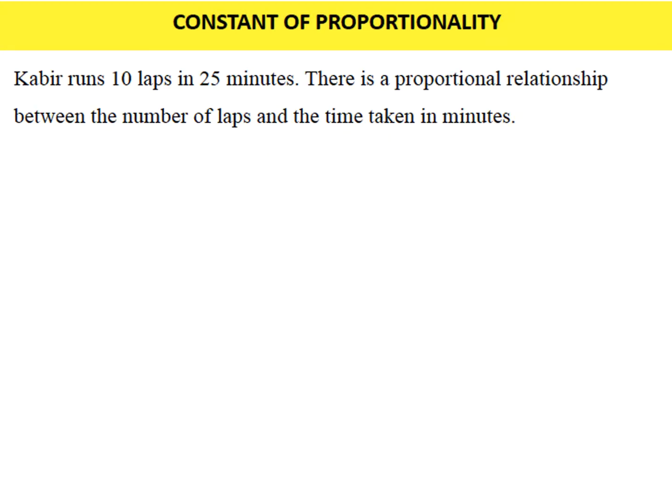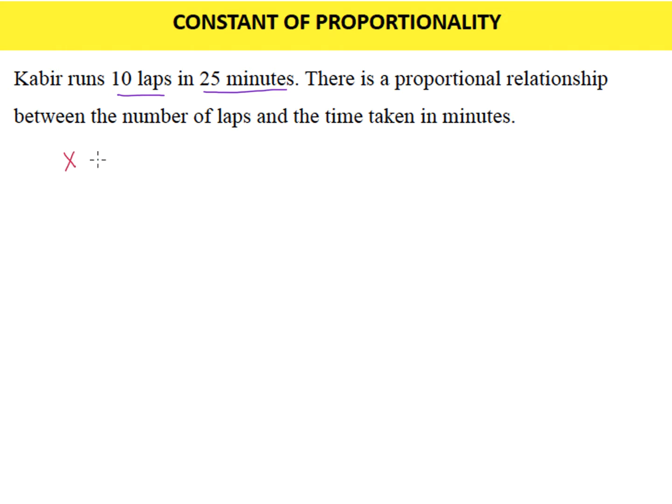In this example, we have Kabir. Kabir runs 10 laps in 25 minutes. There is a proportional relationship between the number of laps and the time taken in minutes. Suppose we decide that the number of minutes is the independent variable, because typically time is considered as the independent variable. Let's write that down, x.